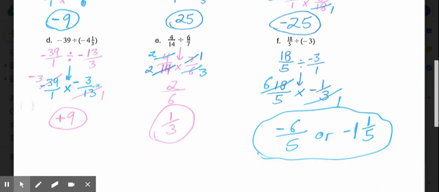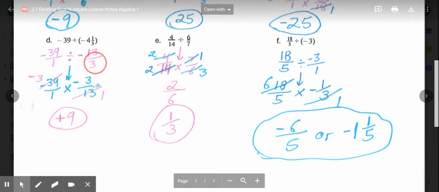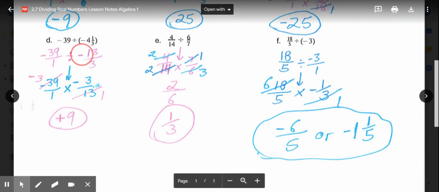Then we have D, E, and F. So in D, we're dealing with another whole number and a mixed number. So negative 39 divided by a negative 4 1/3. So the negative 39 over 1 divided by, and we need to convert this into an improper fraction. So 4 times 3 is 12, plus 1 is 13. So we have a negative 13 over 3, because the negative out in front stays with it.